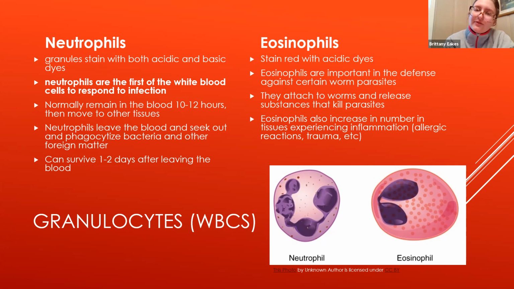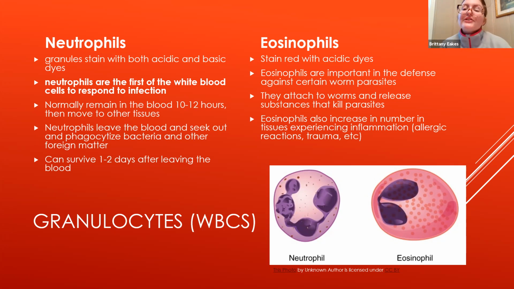Eosinophils, they'll stain red with acidic dyes. You don't have to know that. Eosinophils are important in the defense against certain worm parasites. So that's their function. Eosinophils attach to worms and kill parasites that come into our blood. You'd be surprised how often that occurs.